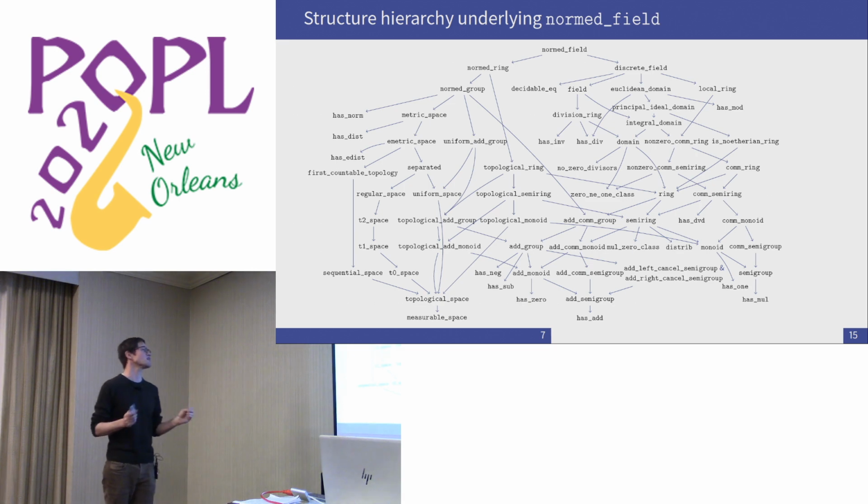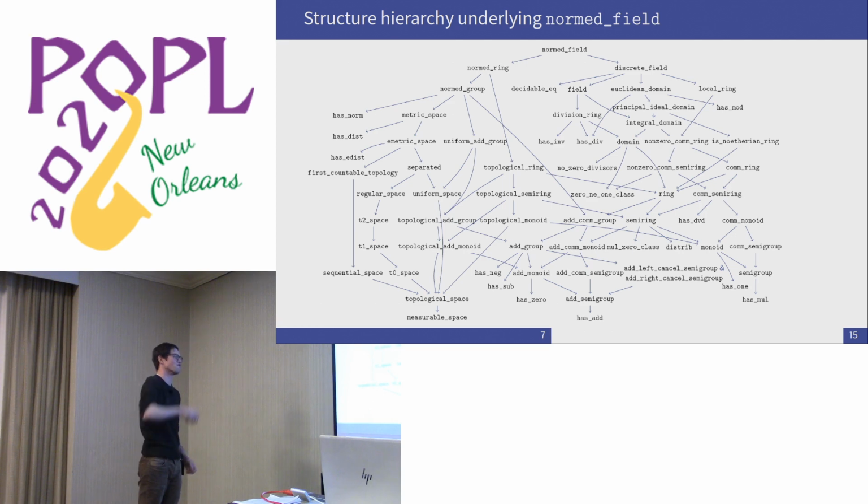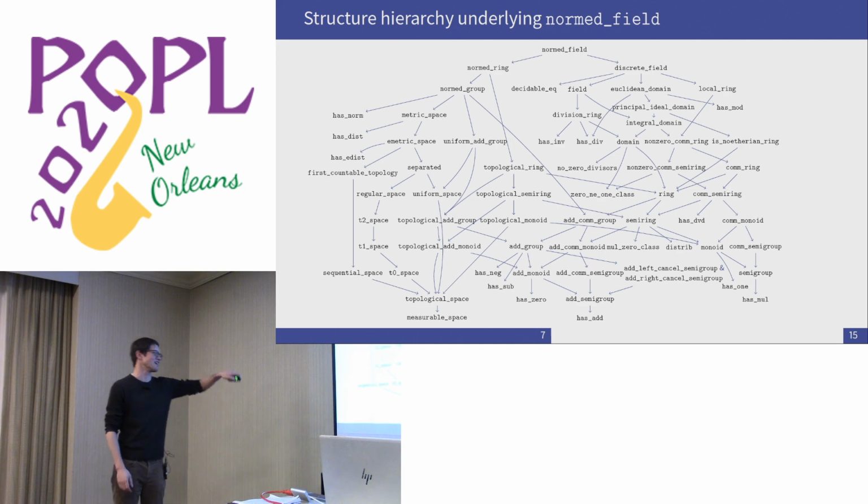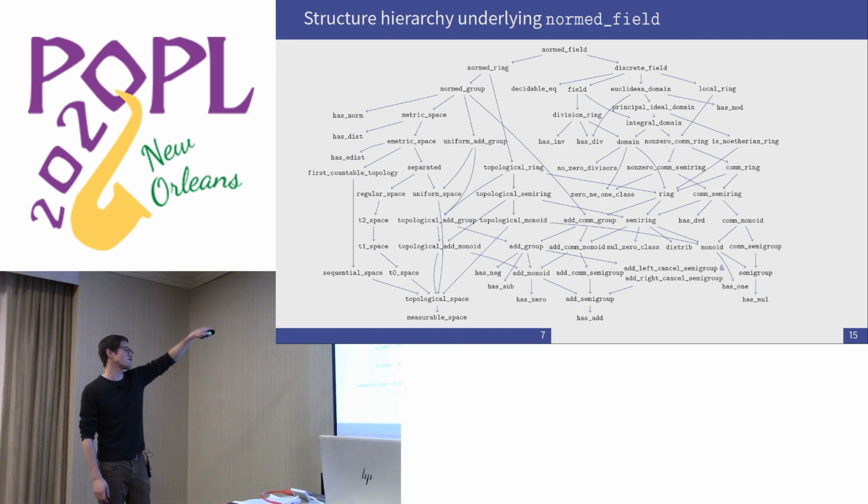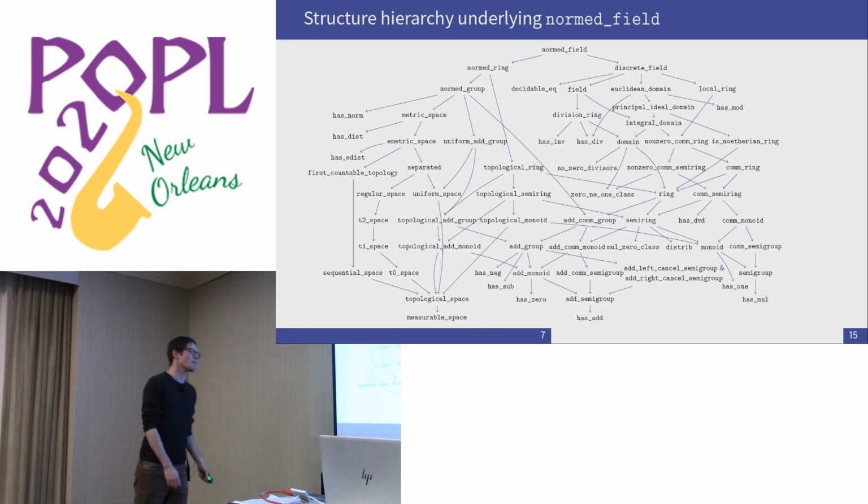So I mentioned that we use type classes to organize the structure hierarchy, and this is just a snapshot of the hierarchy that underlies the definition of a normed field. So there are lots of different type classes here. There are a few somewhat separated portions. You can see a section having to deal with topology and norm structures on the left, and then a more traditional algebraic hierarchy is embedded somewhere in here. We have field, ring, etc.